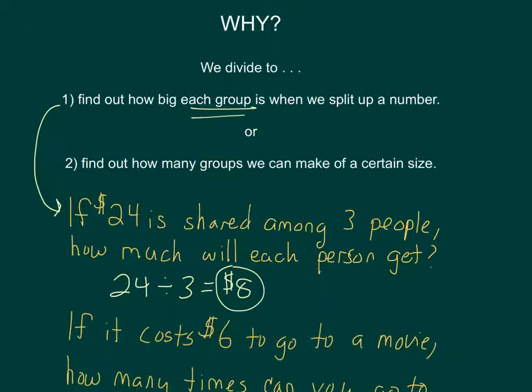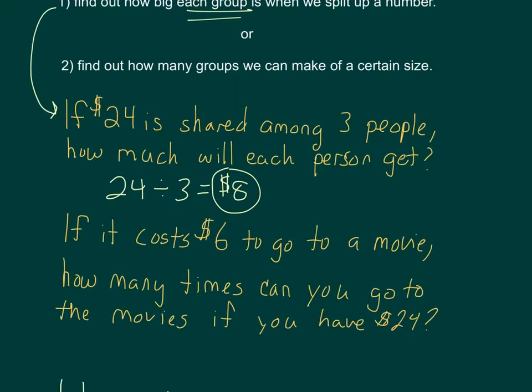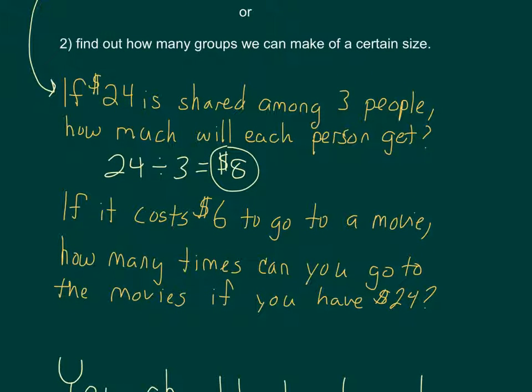Okay, another example of why we divide is to find out how many groups we can make out of a certain size. Okay, so let's look at the second example. If it costs $6 to go to a movie, how many times can you go to the movies if you have $24? So how many groups of $6 can you make? That's what this question's asking. So it's a division question. You're starting with the $24. You know it costs $6 each time, so you're going to make groups of $6, and when you do, you end up with 4 groups of $6, so you could go to the movie 4 times.